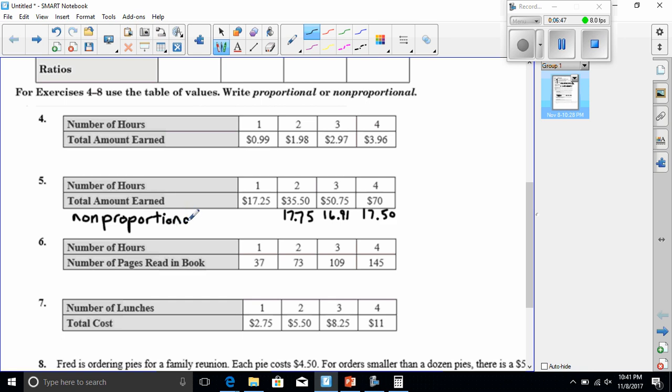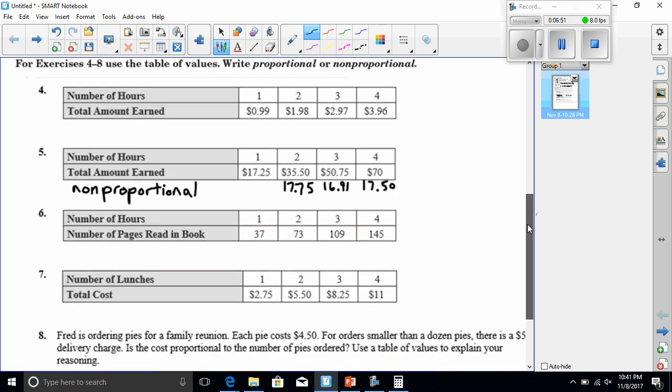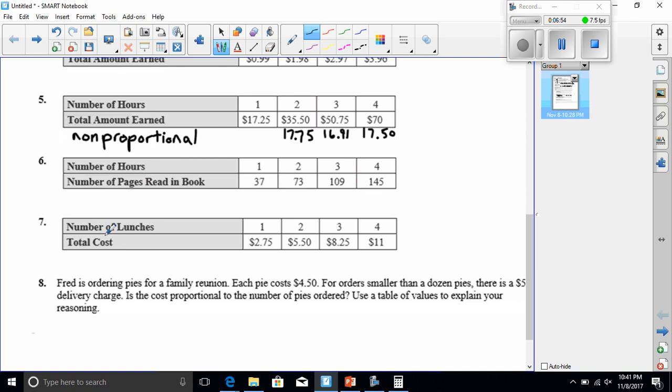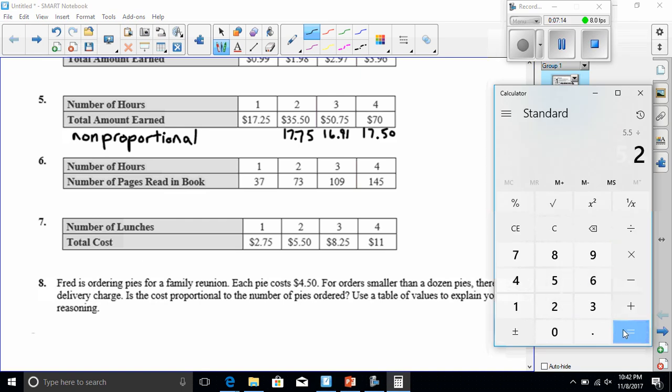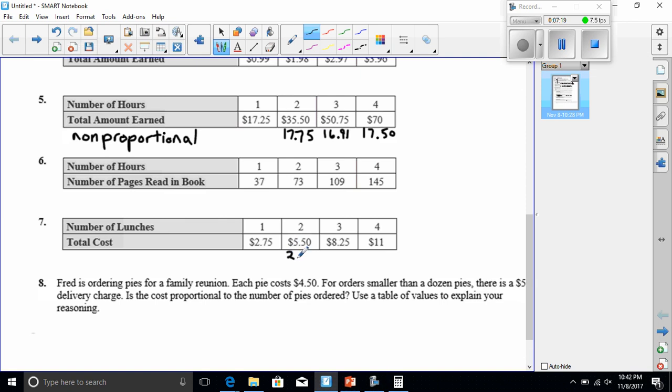All right, we're off and running to do number 7. Number 7 says the number of lunches to the total cost. So once again, we're going to divide the bottom number by the top. In the first one, we're going to get 2.75. That's pretty easy. Let's see what happens when we take 5.50 and divide it by 2. That's going to give us 2.75. Hey, that's what I got in the first one, 2.75. Well, that's looking good so far.